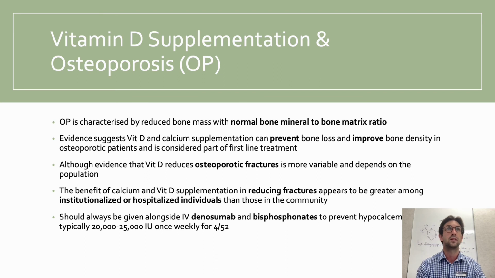So just a brief slide, I thought about vitamin D and its role in osteoporosis. Osteoporosis is characterised by reduced bone mass with normal bone mineral to bone matrix ratio, as opposed to osteomalacia, in which you get a reduction in that ratio through the demineralization. Evidence suggests that vitamin D and calcium supplementation can prevent bone loss and improve bone density in osteoporotic patients, and it's considered part of the first-line treatment. Although evidence that it reduces osteoporotic fractures is more variable and depends on the population.